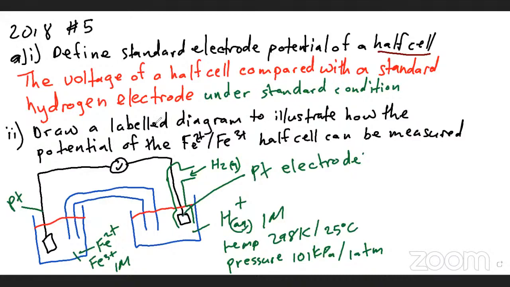Oh, we also did not label this salt bridge. So just remember to label your salt bridge. The iron has a positive electrode potential, so we know it would be the positive one, and the hydrogen, we're going to label it negative.